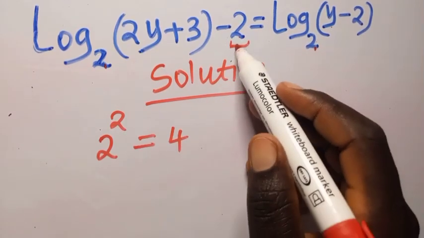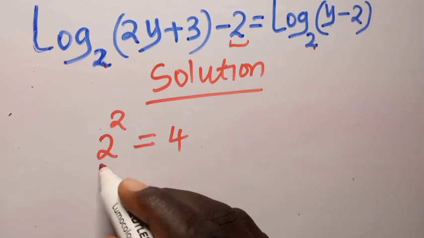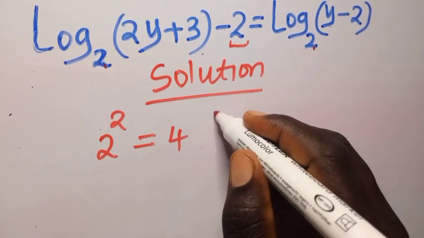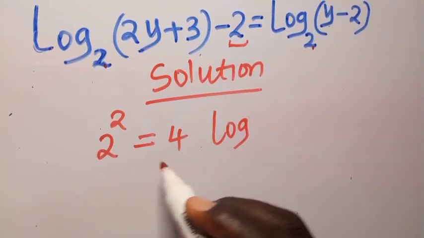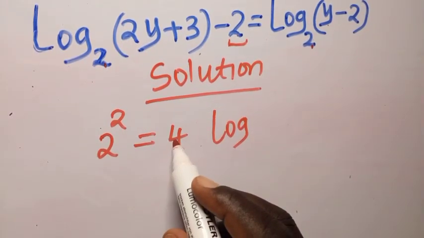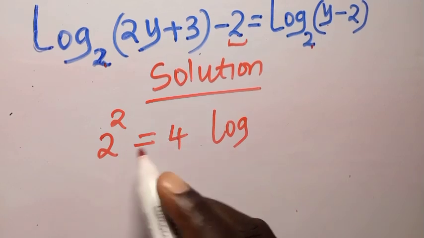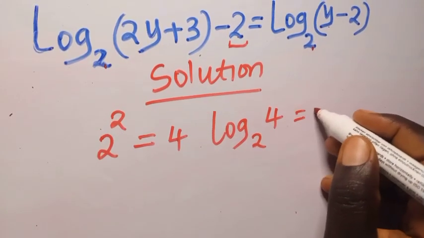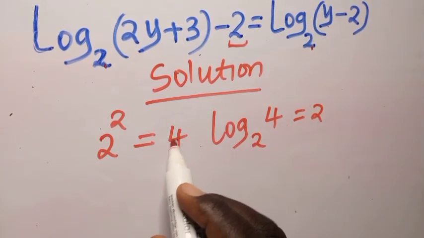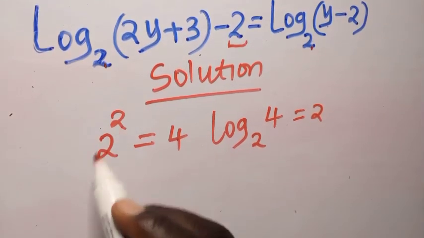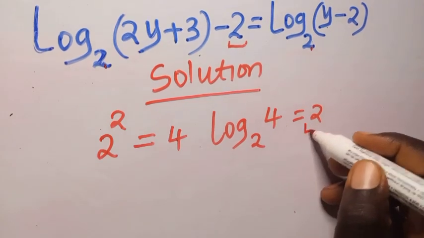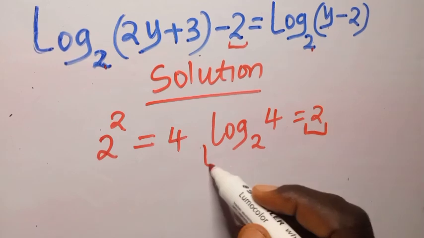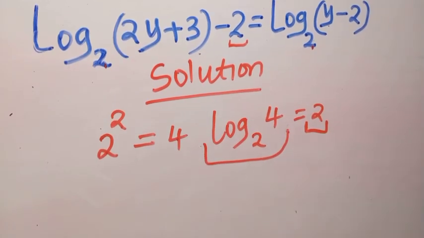Now, for us to introduce a logarithm here, this one is in index notation. We can write it in logarithmic notation as the logarithm of 4 to base 2 equals 2. Now, instead of this 2 that we have, we shall have the logarithm of 4 to base 2.